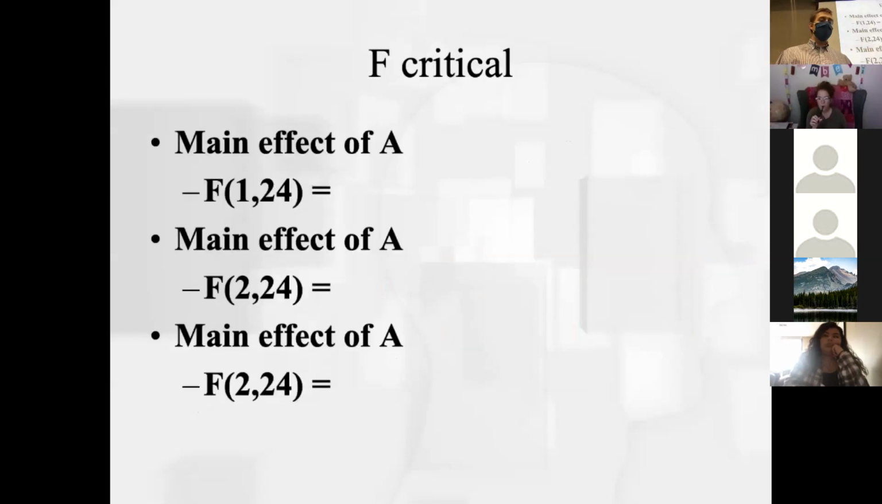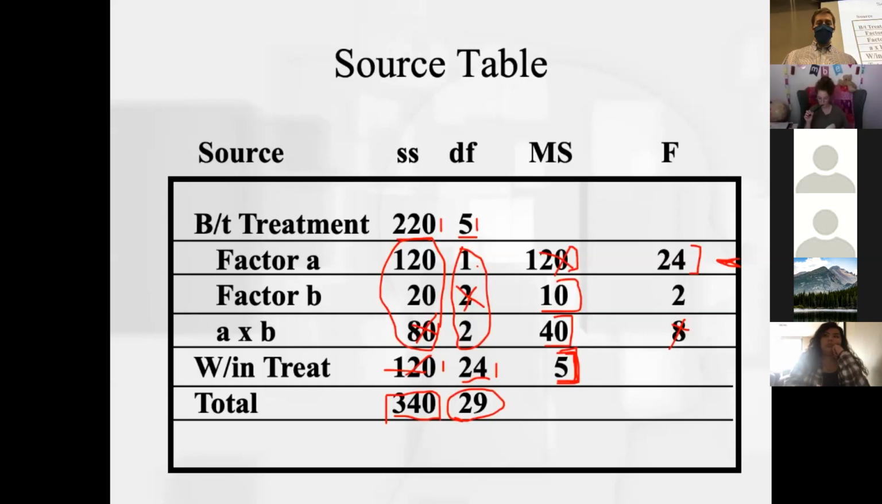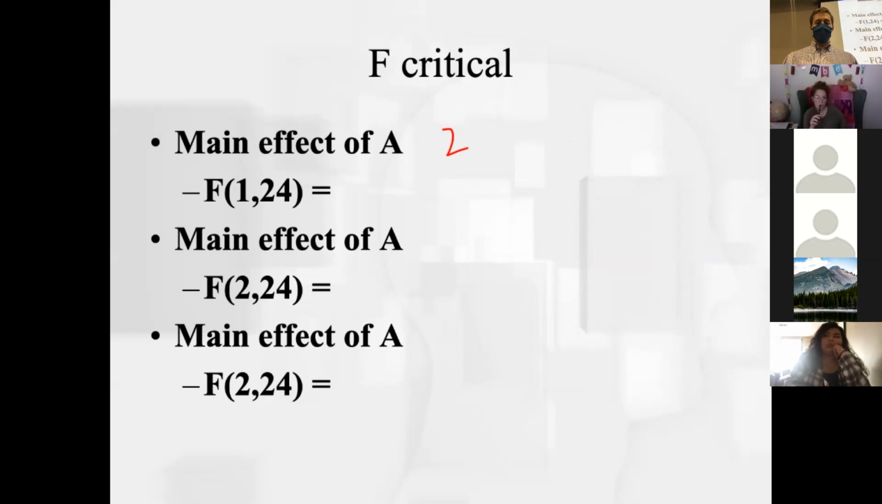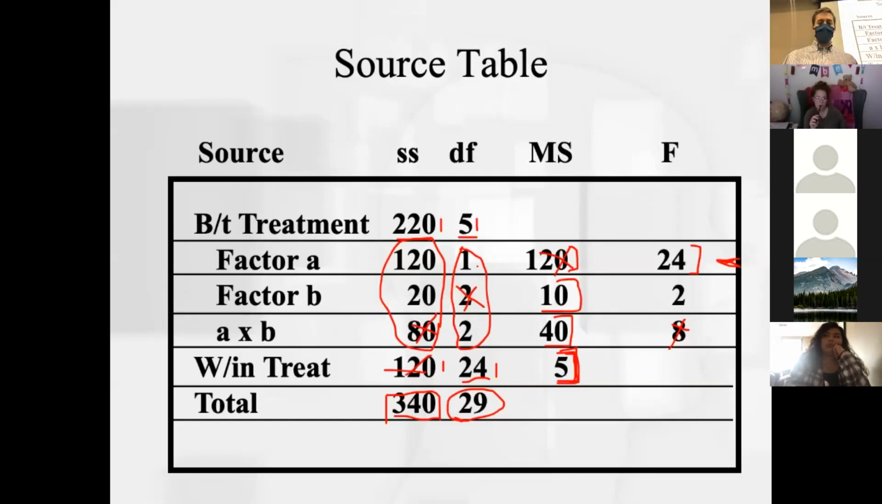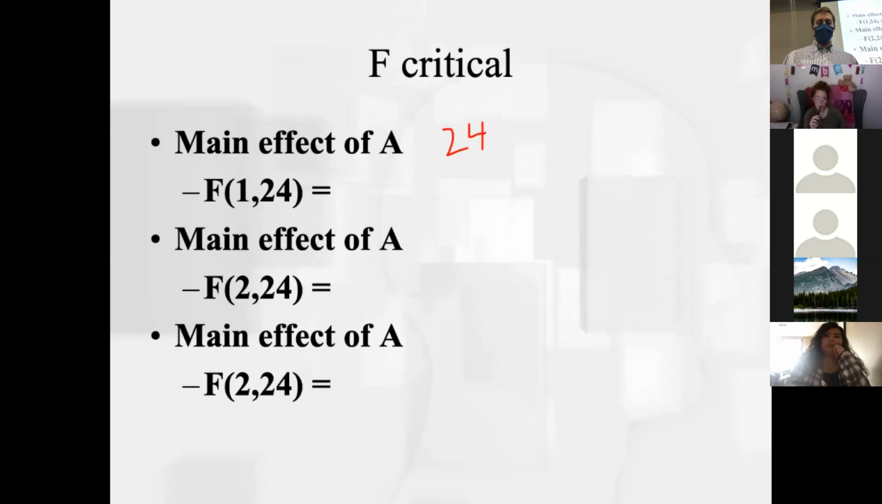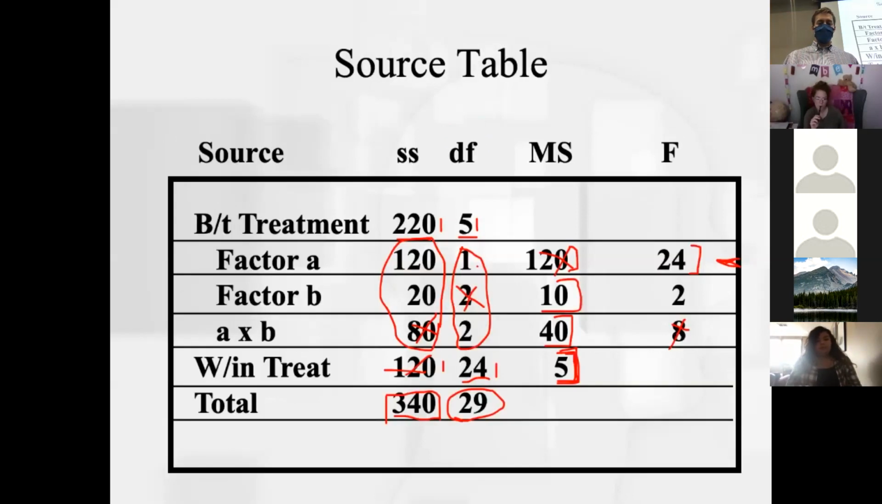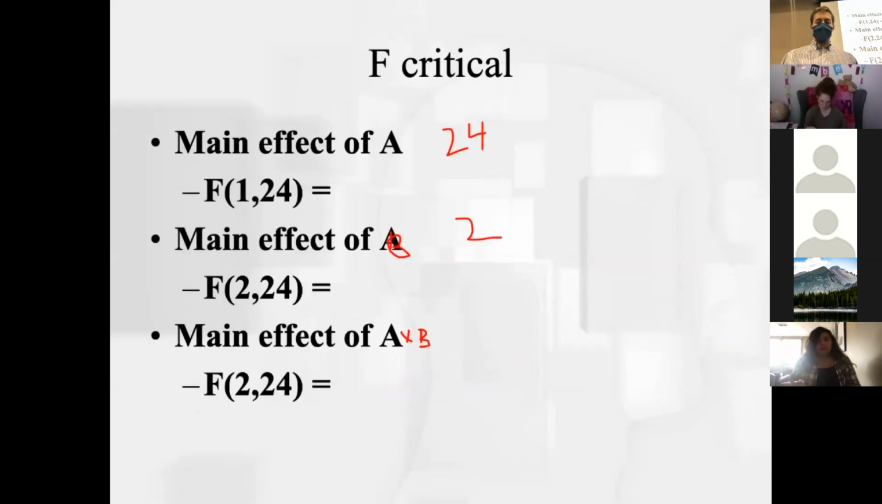All right, so we have our main effect of factor A with an F value of 24. We have our main effect for factor B with an F, whoops, this is supposed to be B, and this is supposed to be the interaction. So our main effect of B was an F value of 2, and our F value for the interaction was 8. So now we have to figure out if we're rejecting the null or retaining the null for each one of these.